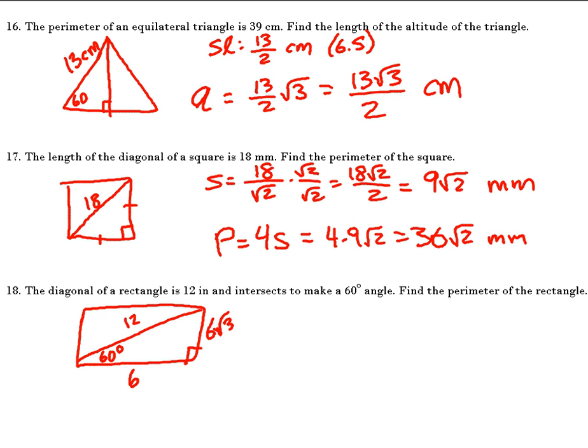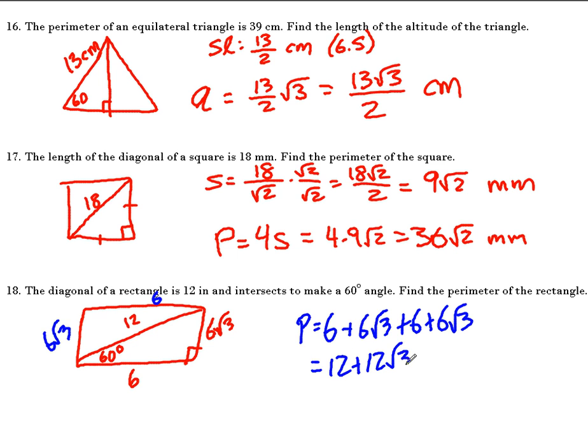So those are my side lengths, and then to get what the perimeter is, the perimeter is going to be 6 plus 6 square roots of 3 for this guy. Then we also have another 6 here, and another 6 root 3 over here. So plus 6 more, plus 6 root 3 again. That adds up to be 12 plus 12 square roots of 3. My unit is inches, and that's the best you can simplify it. That's all you need to do.